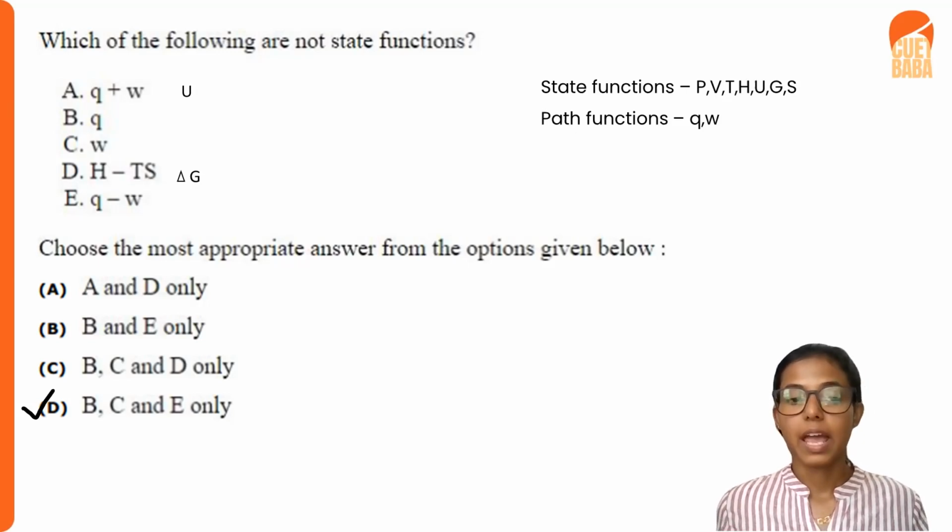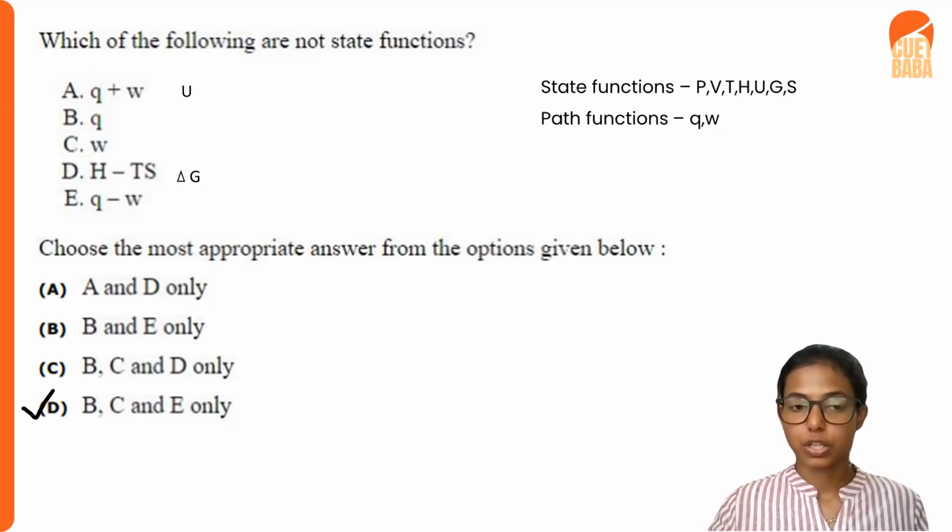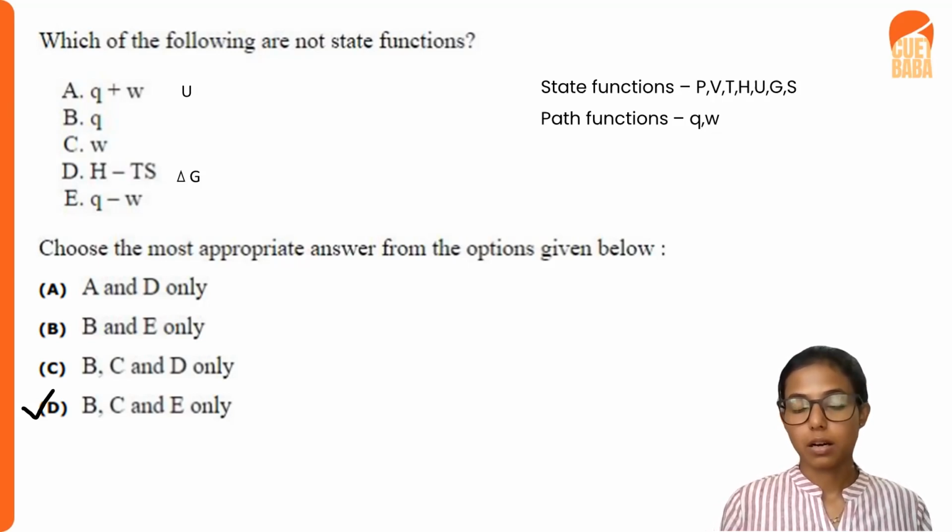When we check options A and D, that is a wrong answer, because A is a state function. It is not a path function. So the A option is wrong. And for B, we can see B and E only, but C is also a path function, so that option is also wrong. And in B, C, D, D is not a path function, so it is also wrong. So the correct option will be option D, that is, B, C, and E are path functions. They are not state functions.